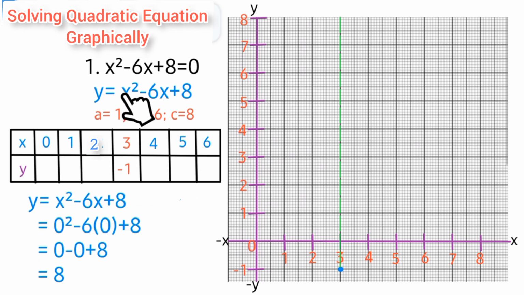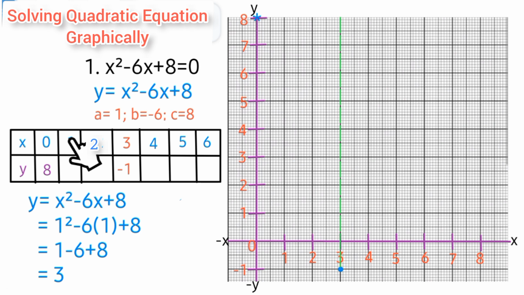Substituting 0 for x in our equation, we'll have 0 squared minus 6 times 0 plus 8. 0 squared gives 0, minus 6 times 0 gives 0, and then plus 8. Therefore, the corresponding y value is 8 when x is 0. So we'll trace this point on our graph. When x is 0, y value is 8.